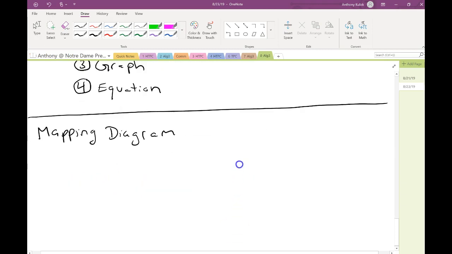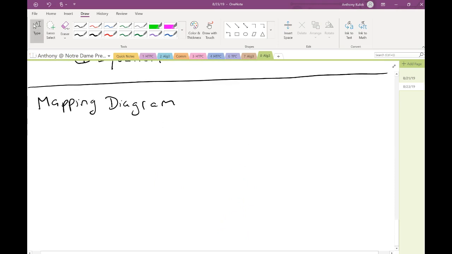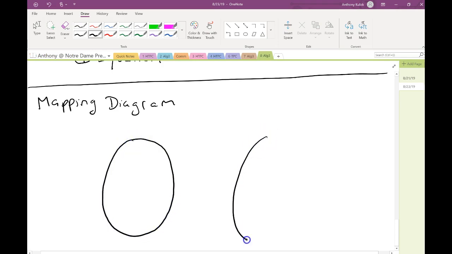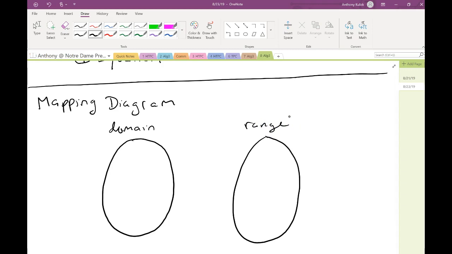So the first one we'll talk about is the mapping diagram. What the mapping diagram looks like is you're going to have two ovals. Typically we label the oval on the left as the domain and the oval on the right as the range. And then we'll list the elements in the domain and range respectively.